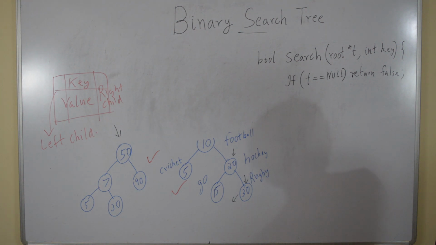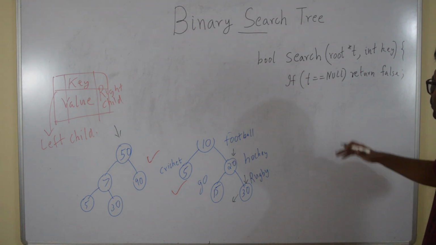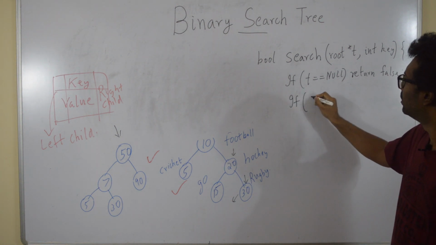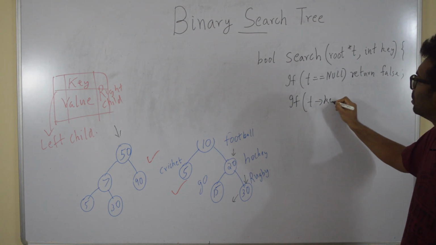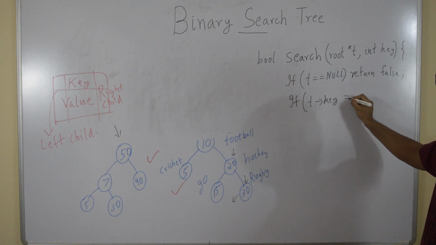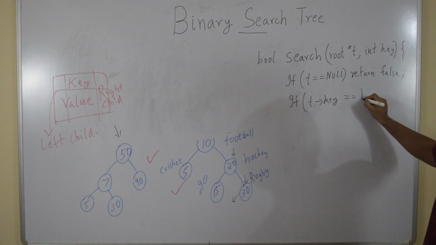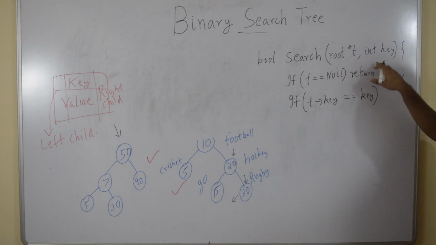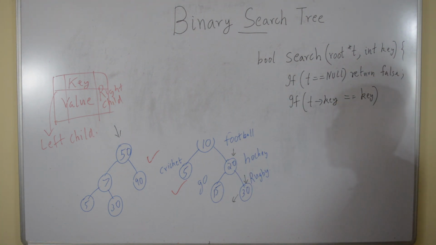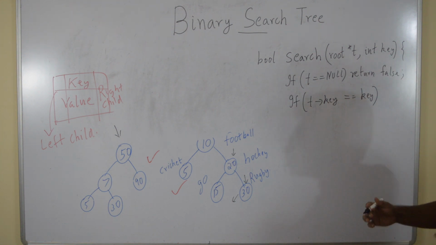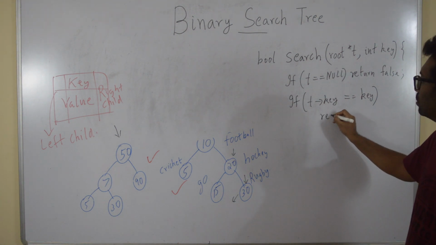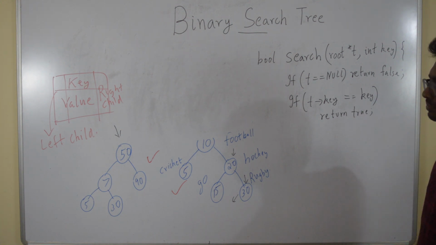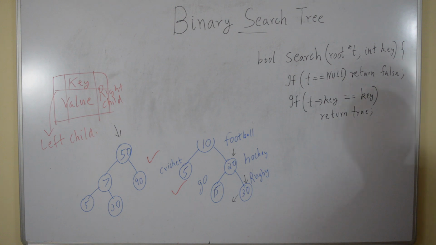On the other hand, if t is not null, what is it I need to check? I have to check whether t dot key is equal to this key. What should I do in this case? I have found it, so I have to return true.